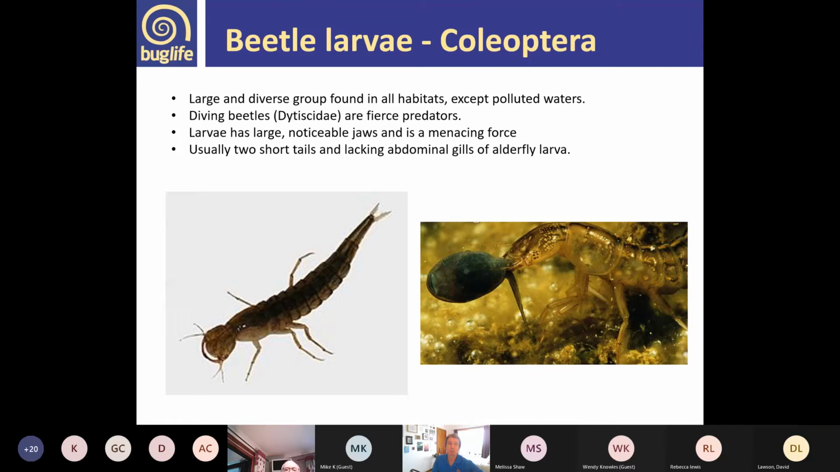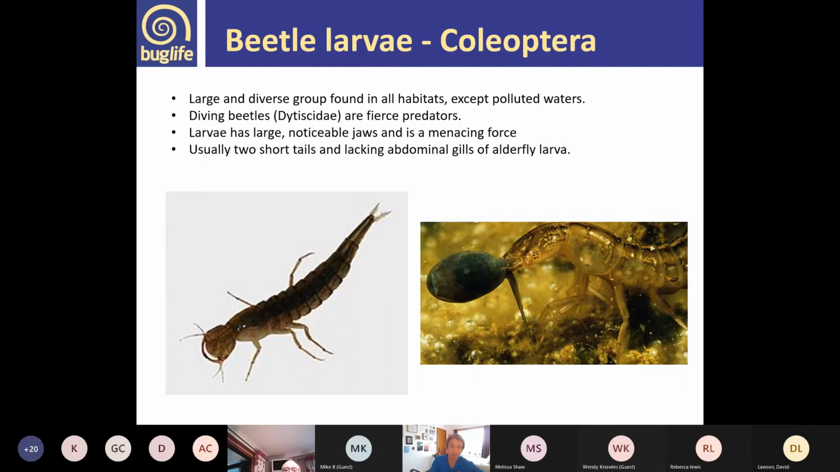Diving beetles belong to a family of beetles called Dytiscidae. Dytiscidae are a wide group of beetles in themselves, but the most common of which would be the great diving beetle. But all diving beetles are known to be fierce predators, and the great diving beetle particularly has large pincer-like jaws, and they're lacking the external gills that the alderfly larvae have. So that's the first thing that you need to look at between the alderfly larvae and a beetle larvae: does it have the gills on the side of the abdomen.